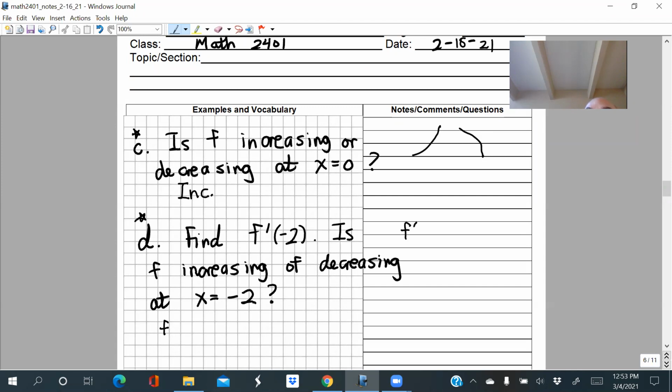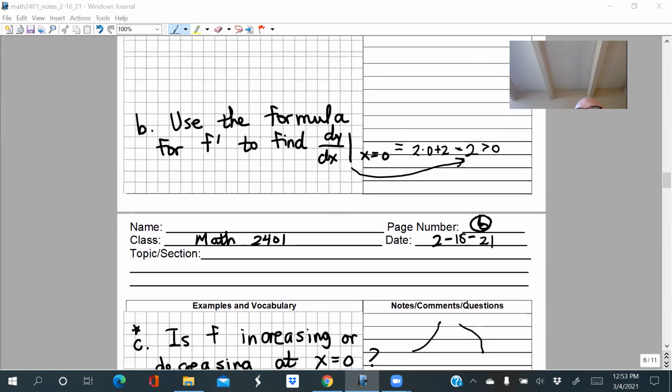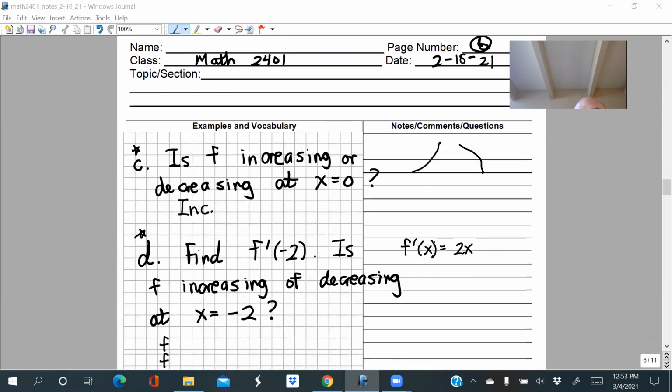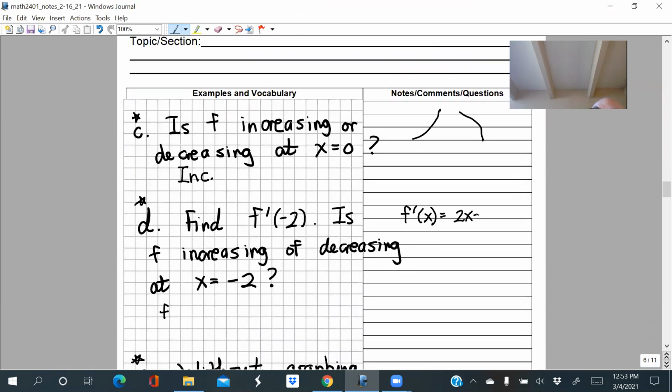Remember, now we know the formula for the derivative is 2x, what was it, minus 2? So I forgot. Now we know the formula for the derivative is 2x plus 2. And so, see, I can just use that formula now. So to calculate f prime of minus 2, I just plug that in.